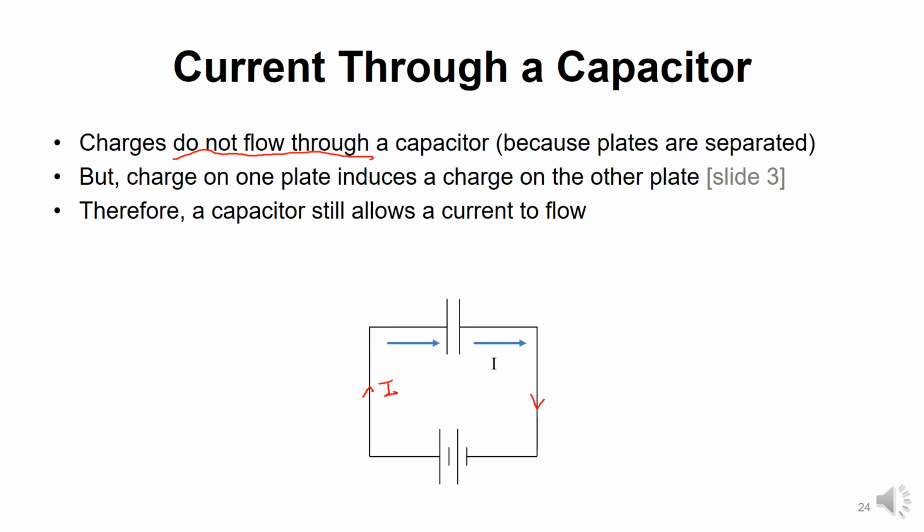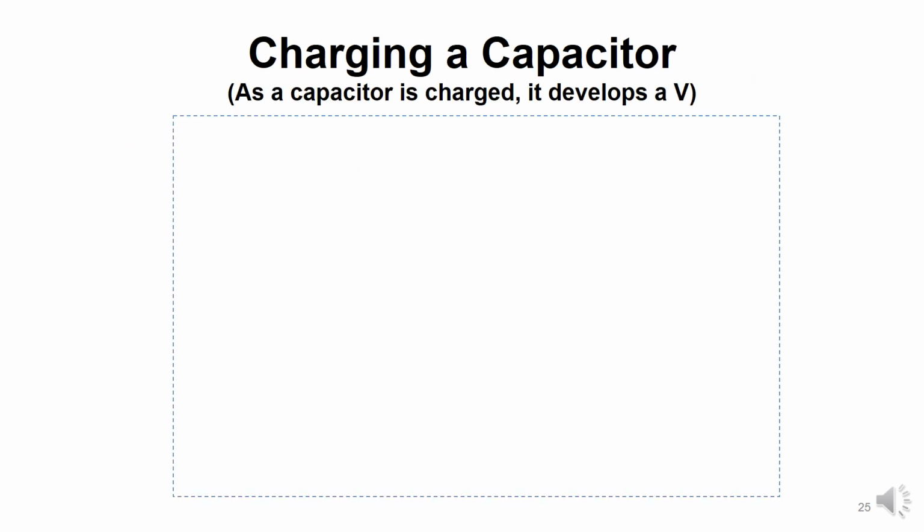The plates of a capacitor develop charges, and in the process develop potential difference. Nonetheless, we have a current flowing through the circuit, not through the capacitor, but through the entire circuit, and this current depends on the battery. Let's look at what happens when the capacitor is getting charged.